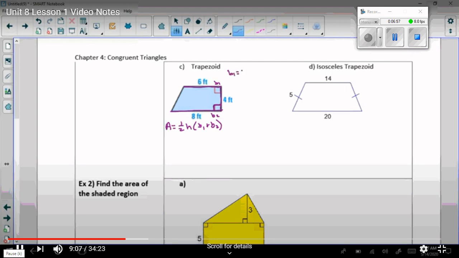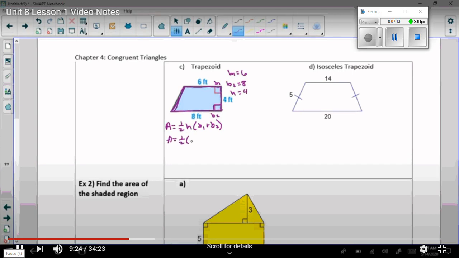So we have enough for our area because we have B1, B2, and we have H. So we can calculate the area just fine. That opposite side, though, is not 4. And in order to find perimeter, we will have to calculate it. So we'll do that in a second.